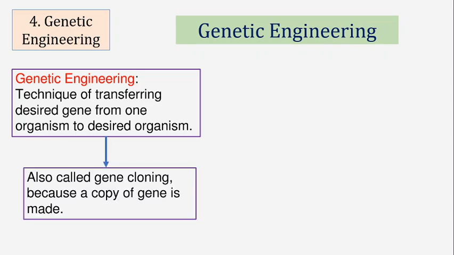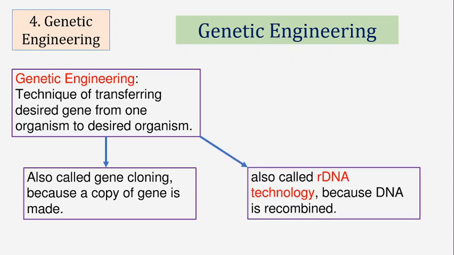So genetic engineering is also called gene cloning because a copy of a gene is made. By the process of genetic engineering, we can do many things. We can delete a gene of an organism, or we can change the gene of the organism, or we can insert a foreign gene from somewhere into the organism. So when we transfer a foreign gene to an organism, we actually clone or make a copy of the gene and paste it inside the organism. That is why this process is also called gene cloning.